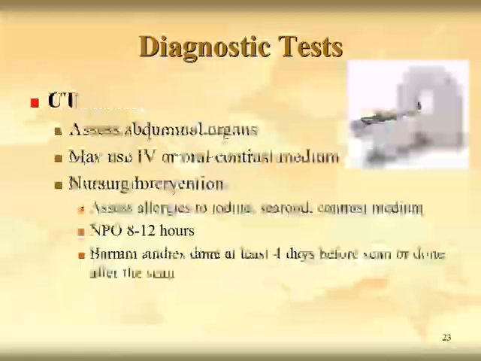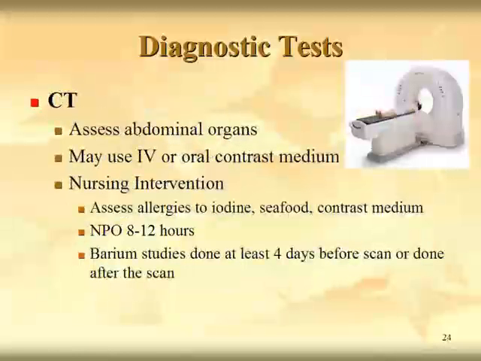A CT scan is another tool used to assess abdominal organs. The CT can be with or without contrast. If it's with contrast, they're going to need IV access, or they could be given an oral contrast medium depending on how the test is ordered. So remember, if they're getting IV contrast, it's important to look for any allergies to contrast mediums, so check for allergies to iodine, seafood, those types of things. The patient will be NPO for about 8 to 12 hours.